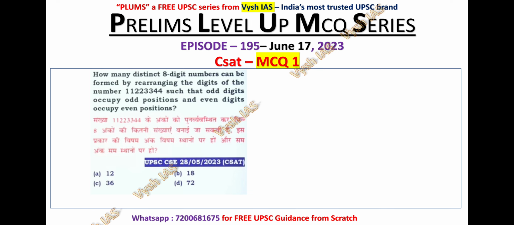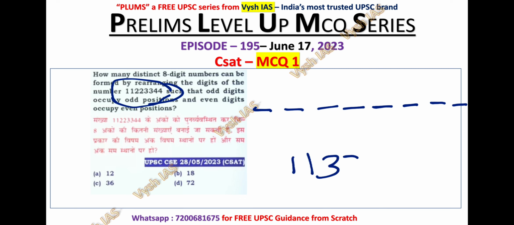So the first question of today is: how many distinct 8-digit numbers can be formed by rearranging the digits of the number 1, 1, 2, 2, 3, 3, 4, 4 such that odd digits occupy odd positions and even digits occupy even positions? This is an easier question itself. We have to form the 8-digit number by putting odd digits in the odd places and even digits in the even places. What are the odd digits given? 1, 1, 3, 3 are the odd digits. 2, 2, 4, 4 are the even digits.